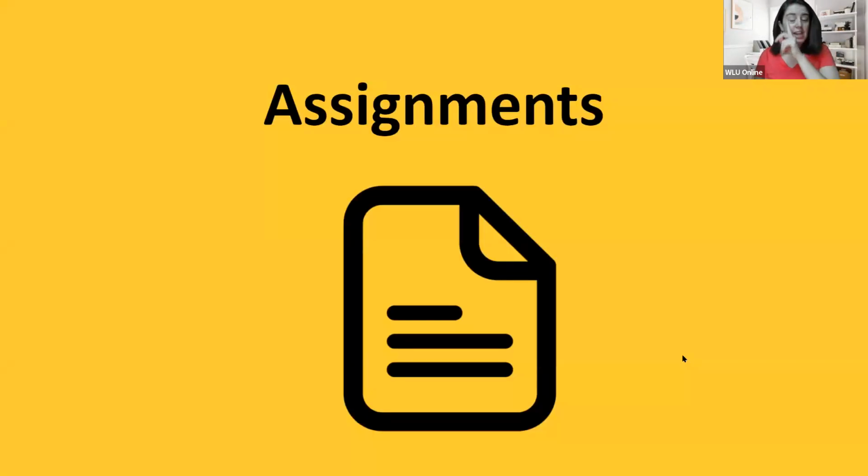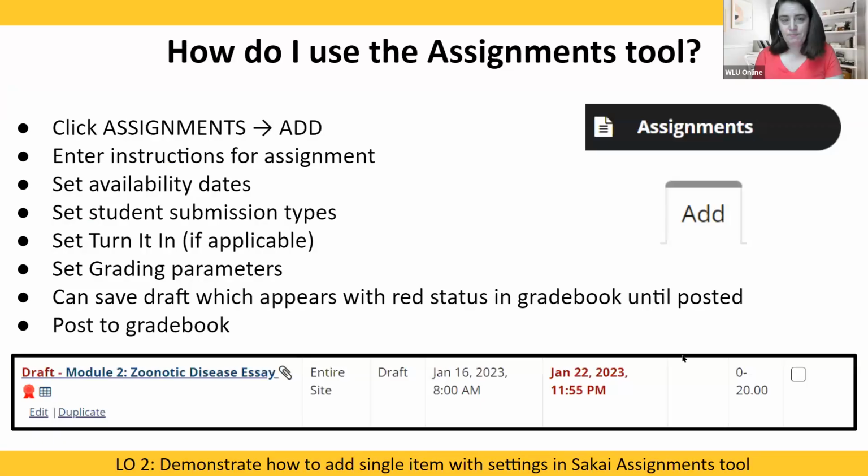So now we're going to get to the actual assignments tool. When you add an assignment, you need to create it in the assignments tool. And here's what the icon looks like. When you get a blank course, typically there are no assignments in there, so this page will be blank when you look at it. And then you're going to add individual items. This screenshot at the bottom is an example of what an assignment entry would look like.